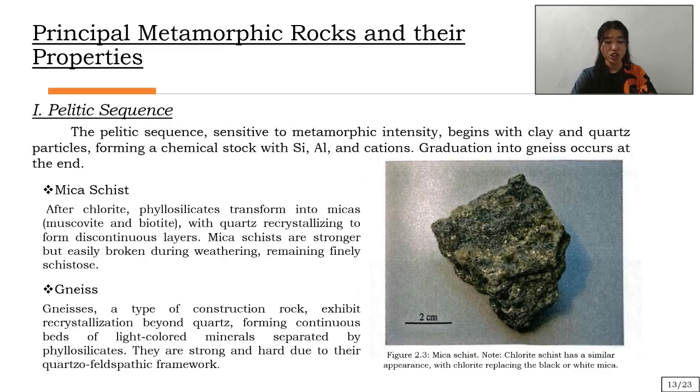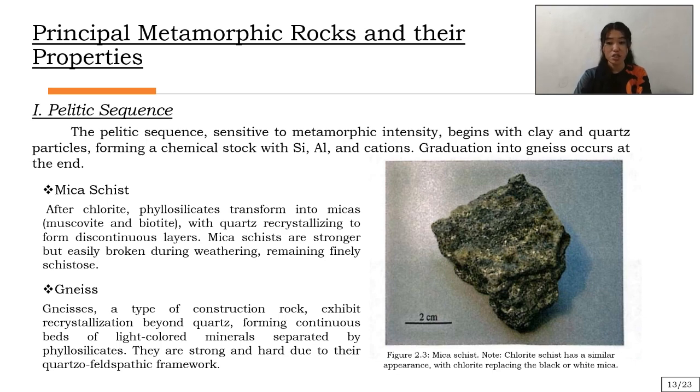So the next one is mica schist. After chlorite, phyllosilicates transform into micas, with quartz recrystallizing to form these continuous layers. Mica schists are stronger but easily broken during weathering, remaining finely schistose. So this stage in the metamorphic process involves the transformation of phyllosilicates into micas, recrystallization of quartz, and the development of the schistose structure. The rock becomes slightly coarser, identifiable without a microscope, and gains strength due to quartz, while more resistant than chlorite schist, it can still break up easily during weathering.